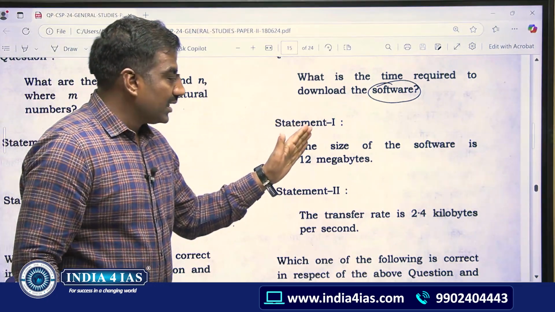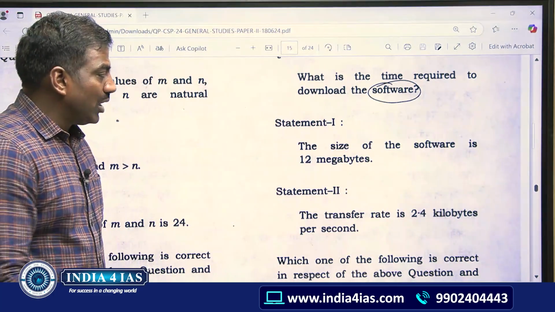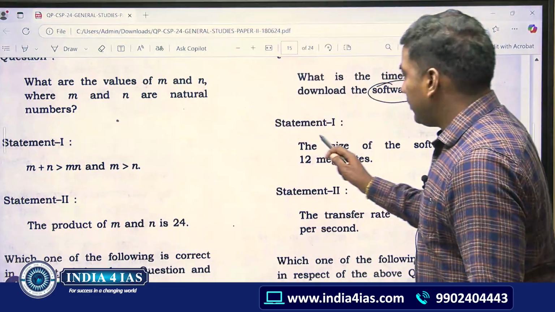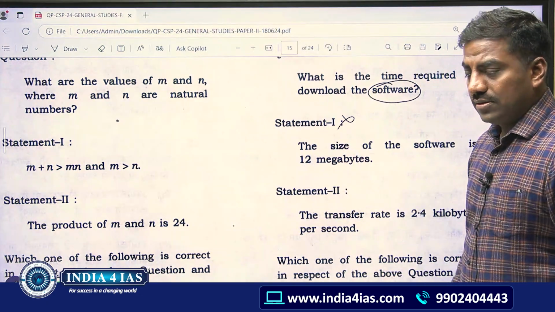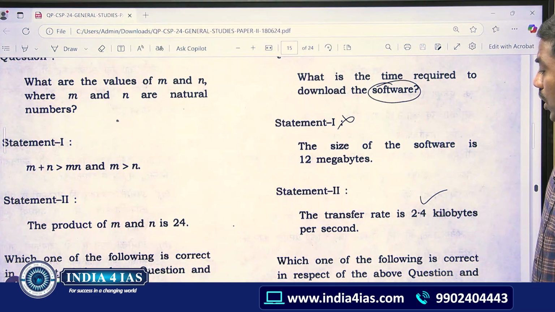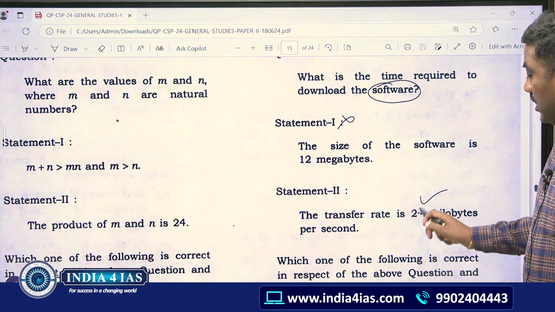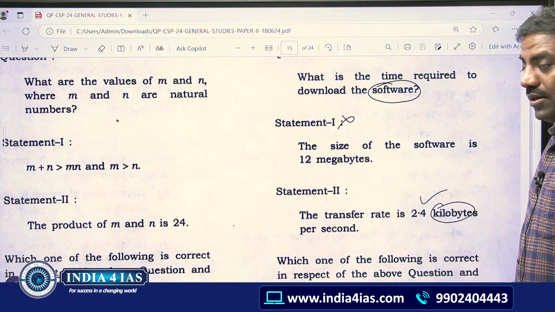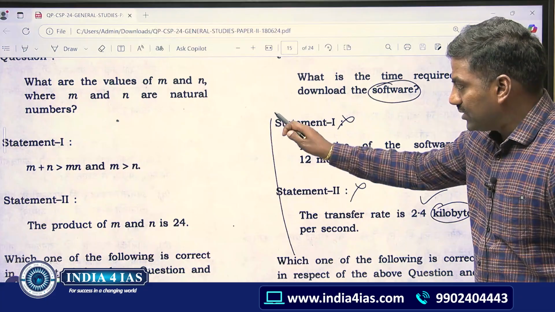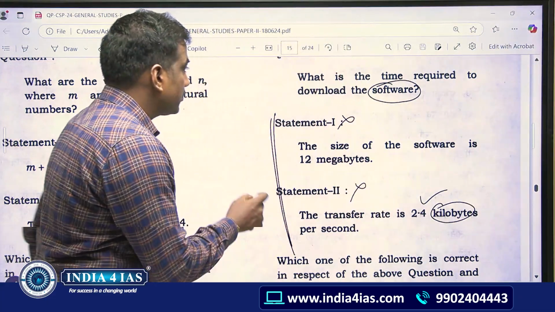They are asking what is the time required to download the software. You need two things: the size of the software and the speed of the internet. But let us look at statement 1. The size of the software is 12 megabytes. Okay, 12 megabytes. What is the speed? Statement 1 alone cannot answer. Statement 2: the transfer rate is 2.5 kilobytes per second. Yes, here we got the speed. But can statement 2 alone answer this? No. Now club both the statements.